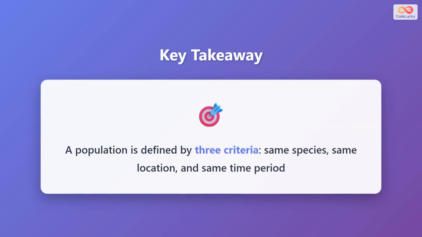To summarize, remember that a population is defined by three criteria. Organisms must be of the same species, they must live in the same location, and they must exist during the same time period. Understanding this concept is essential as you continue learning about ecology and how organisms interact in nature.